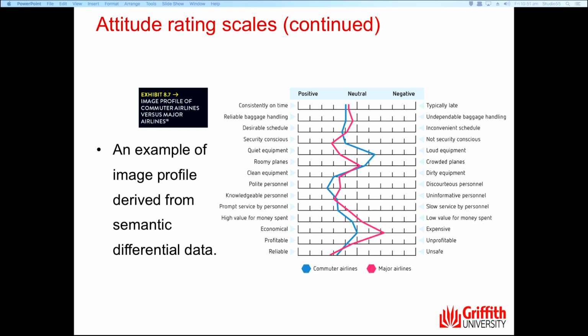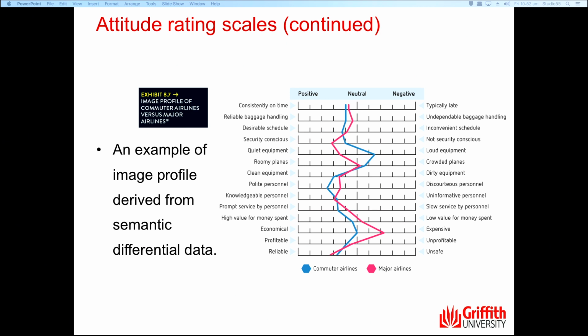You can also have something like this. This is an example of an image profile derived from semantic differential data. This is the image profile of a commuter airline versus a major airline. Using semantic, the positive, negative, and neutral: consistently on time, typically late, reliable baggage handling, undependable, desirable schedule, inconvenient schedule, security conscious, not security conscious.